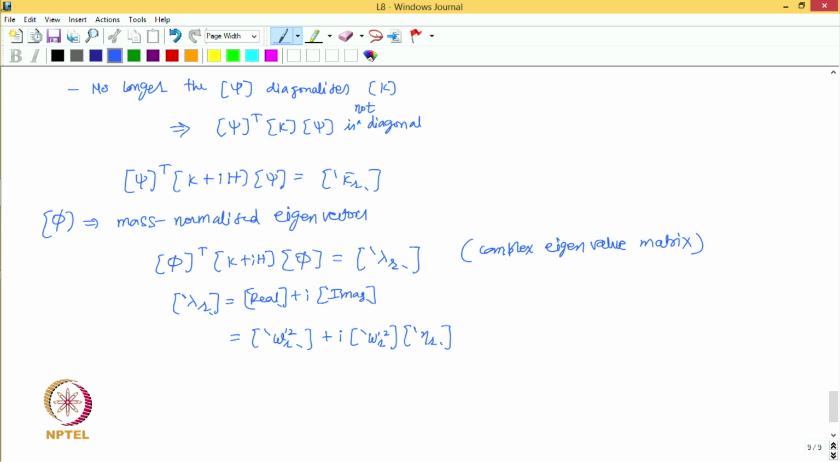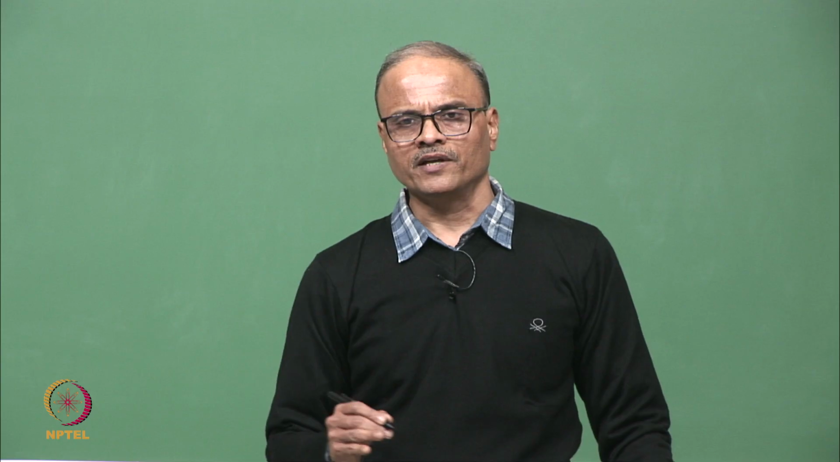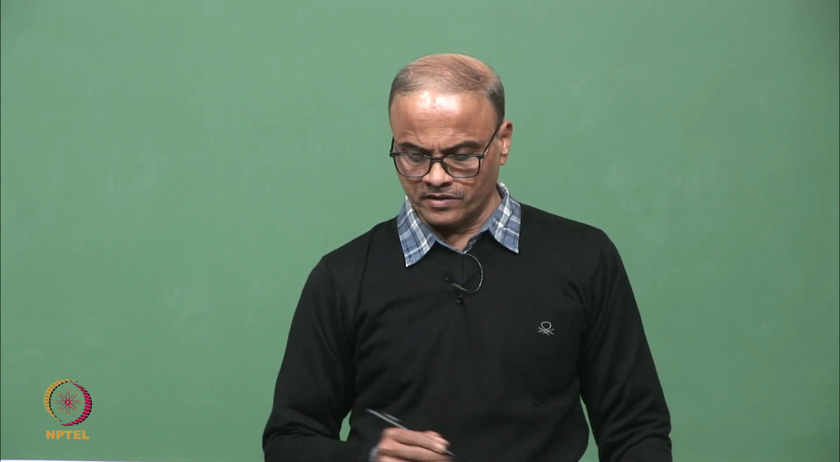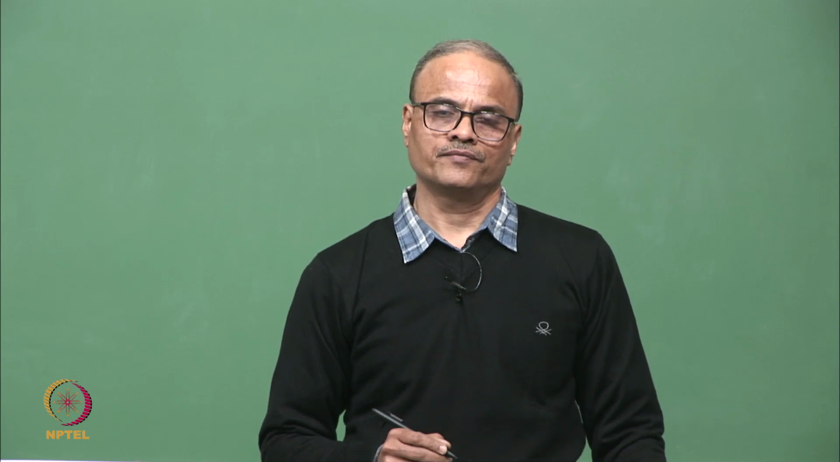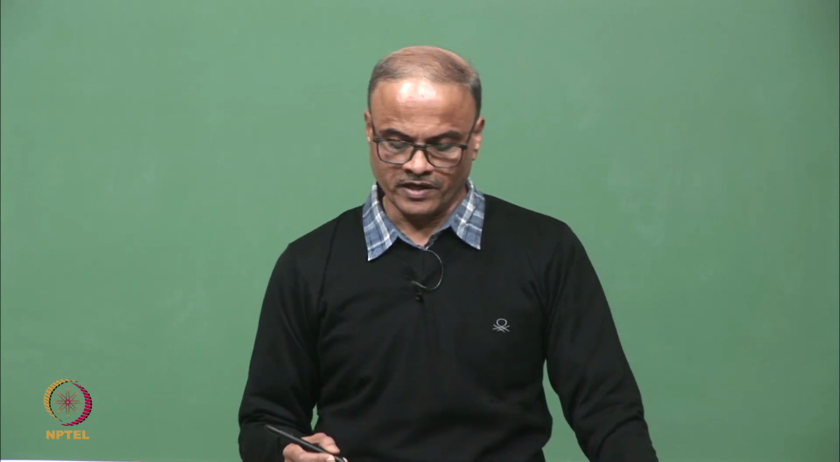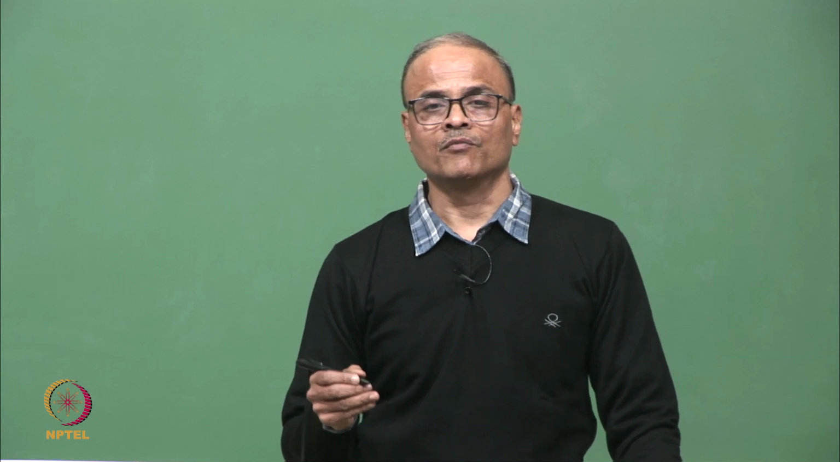And what we have done is this, we have indicated the real part by a diagonal matrix having omega r dash square as the diagonal elements, and we have broken down the imaginary part into two parts, written as multiplication of two parts. One is the diagonal matrix of omega r dash square, and whatever is the remaining quantity, that we have called the diagonal matrix of eta r. So, eta r, the matrix that is left, serves as the matrix of modal loss factors.